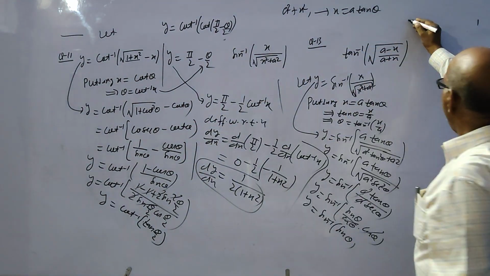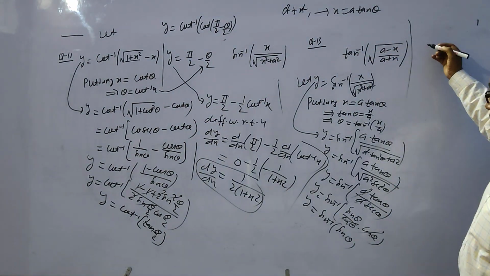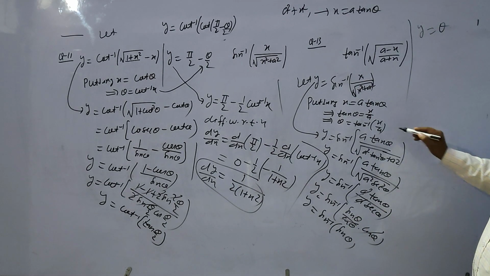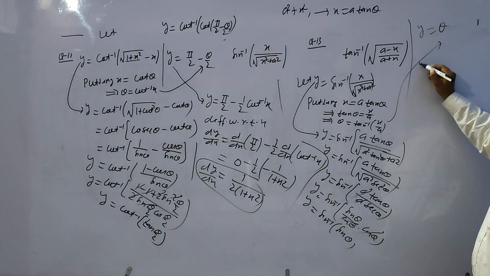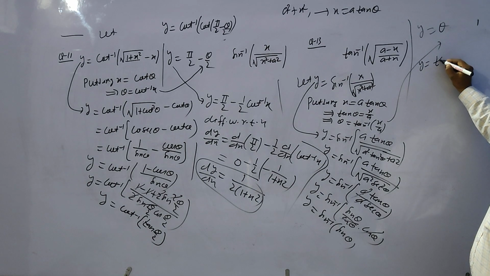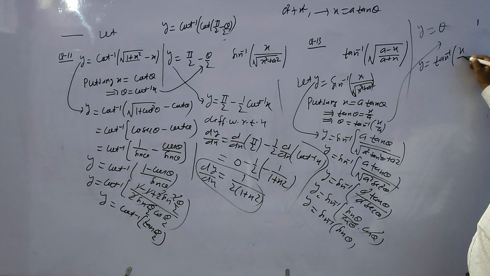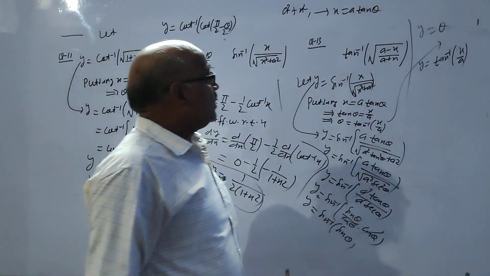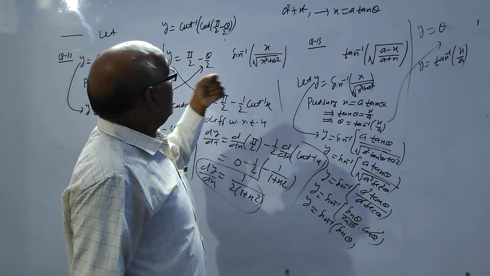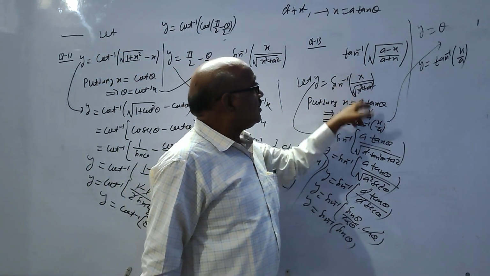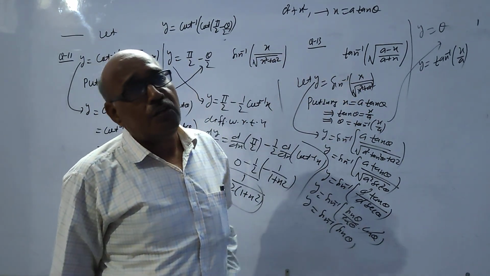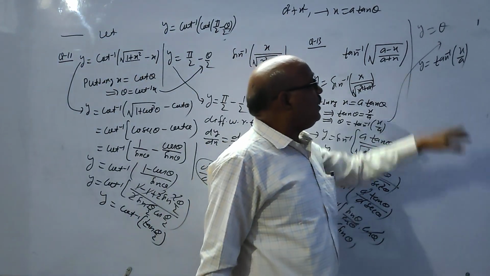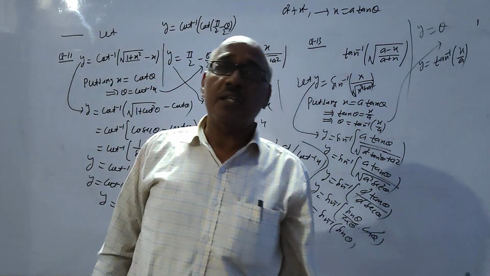Now y is equal to sine inverse sine theta. So we can say y is equal to theta. Y is equal to theta, so substitute the value of theta from here. What will come? y is equal to tan inverse x upon a. After simplifying you are getting y is equal to tan inverse x upon a. When you substitute x is equal to a tan theta in sine inverse x upon under root x square plus a square, after simplification finally you get y is equal to tan inverse x upon a.